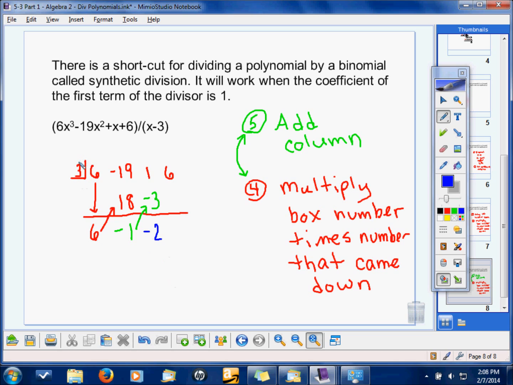Then you do 3 times negative 2, which is negative 6. And then this gives you a 0. Okay, now, that last number, okay, the last number is the remainder. The last number is the remainder.